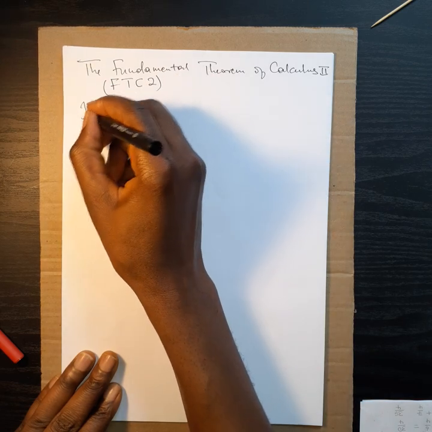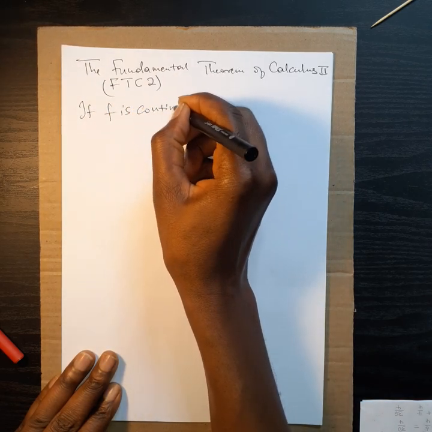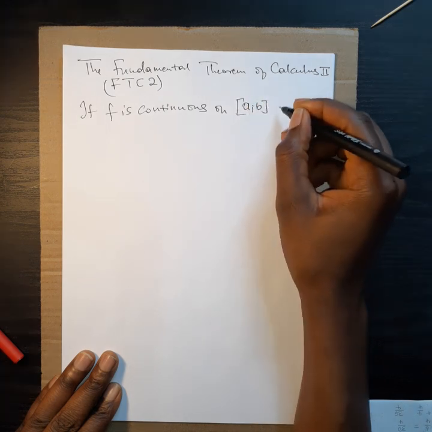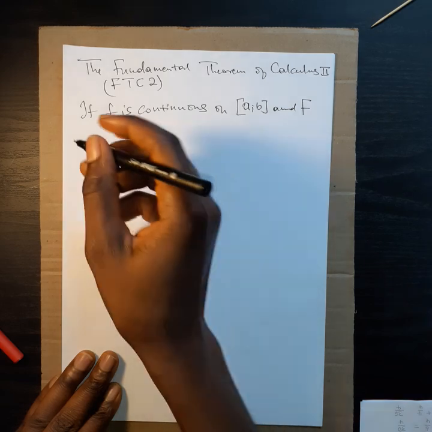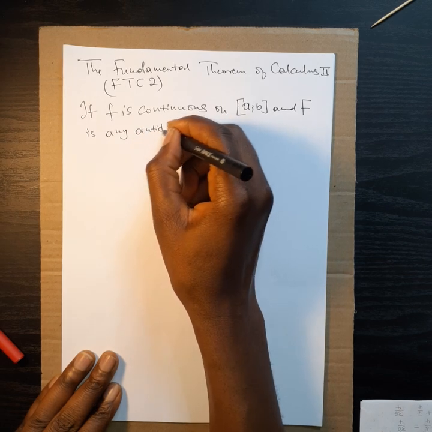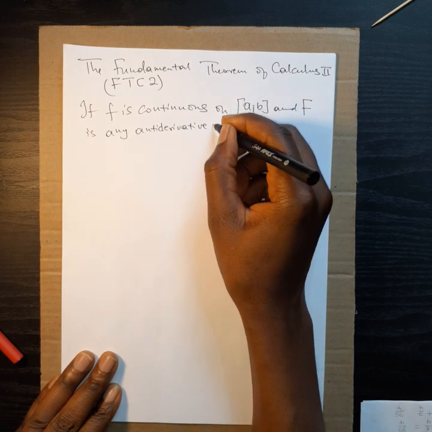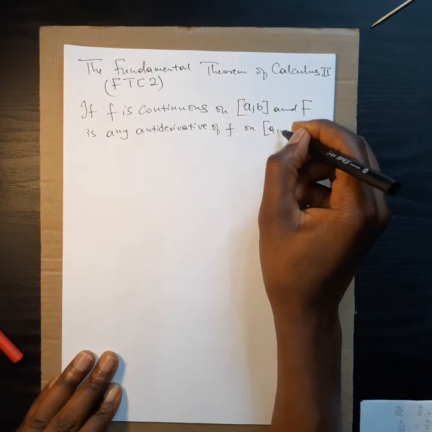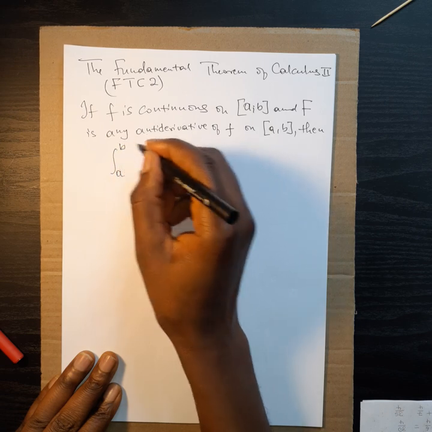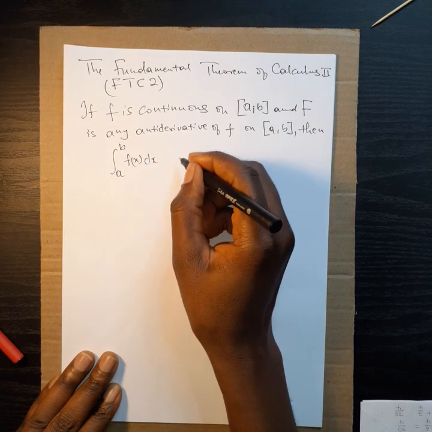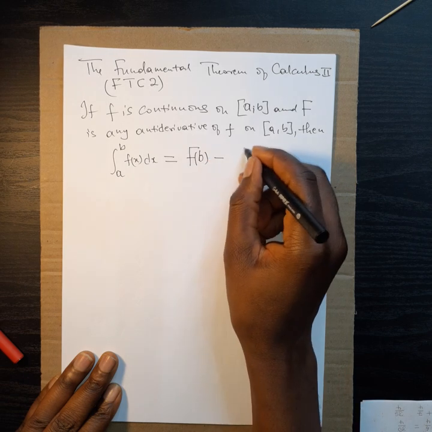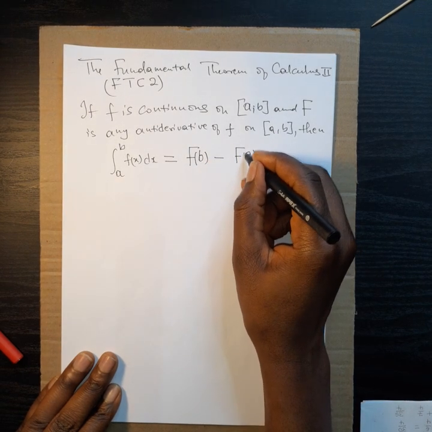Then it states that if f is continuous on, of course, a closed interval AB, and a capital letter F is any antiderivative of small letter f on AB, then the integral from a to b of f of x dx is equal to the antiderivative evaluated at b minus the antiderivative evaluated at a. Simply that.